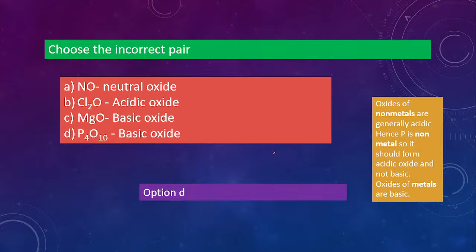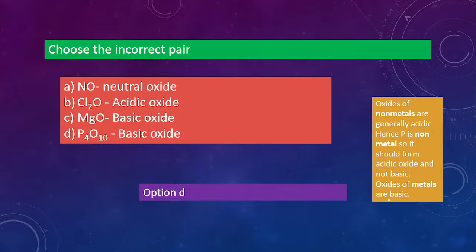Now here it is the incorrect pair. That means the answer should have been acidic. Basic नहीं होना चाहिए था. It has to be acidic. So that's why option D is the incorrect pair. And all metals form basic oxides. Keep a note of it. Metals form basic oxides, non-metals form acidic oxides.